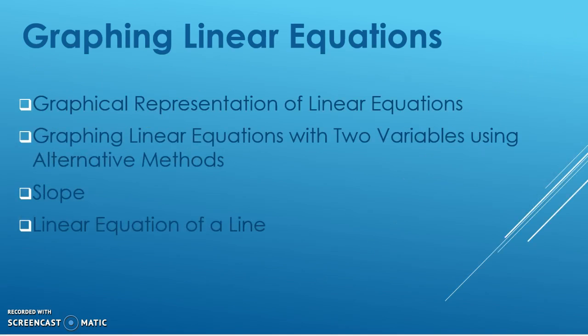So these are the 4 topics that are covered this week: graphical representations of linear equations. What that simply means is, how do I graph a linear equation on a coordinate plane or on an XY axis? And then it talks about, in the next section, graphing linear equations with 2 variables using alternative methods. So it's no different than what you're doing in the first section. It's just showing you other ways to do it. So it's just saying, well, what if you have other pieces of information? How can I graph that linear equation? Then it gets into talking about slope, and then how to actually write an equation of a line.